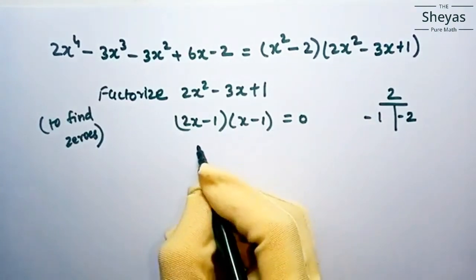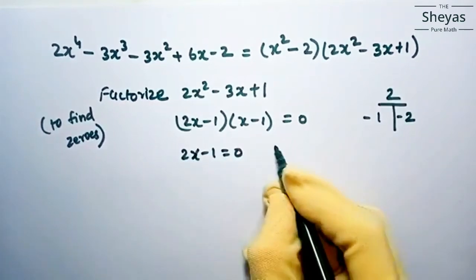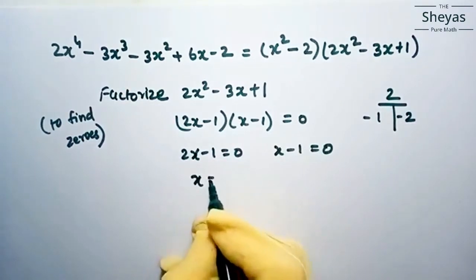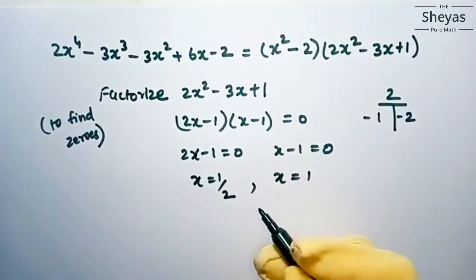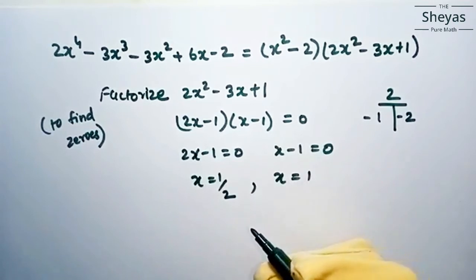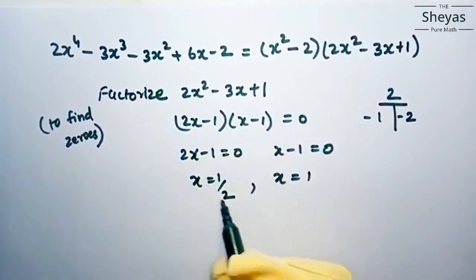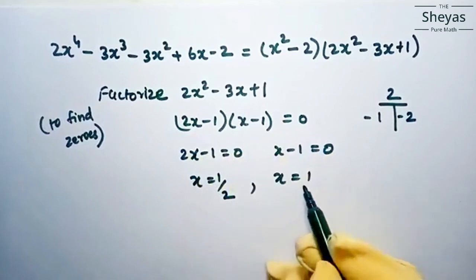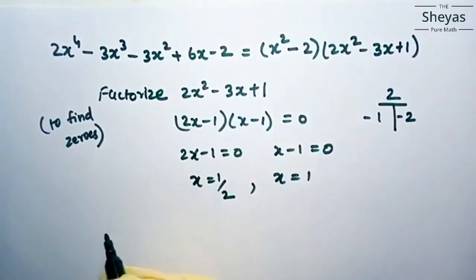So how will you find the zeros? 2x minus 1 is equal to 0 and x minus 1 is equal to 0. So here what will you get? x is equal to 1 by 2 and x is equal to 1. So what are the zeros obtained for this polynomial 2x square minus 3x plus 1? That is x is equal to 1 by 2 and x is equal to 1 are the zeros of this polynomial.